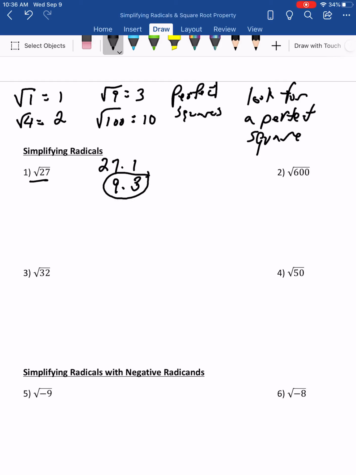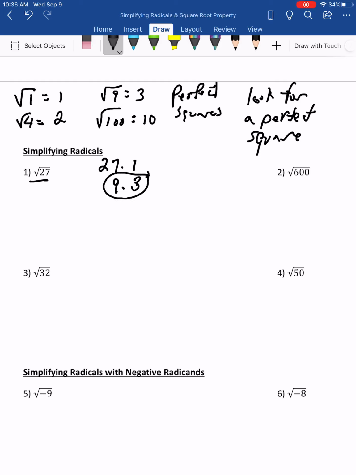Square root of 6 we can't do anything with because it's not a perfect square. So this is going to simplify to 10 times the square root of 6. Square root of 32. 32 times 1, 16 times 2, 8 times 4. And then, that's it for 32.